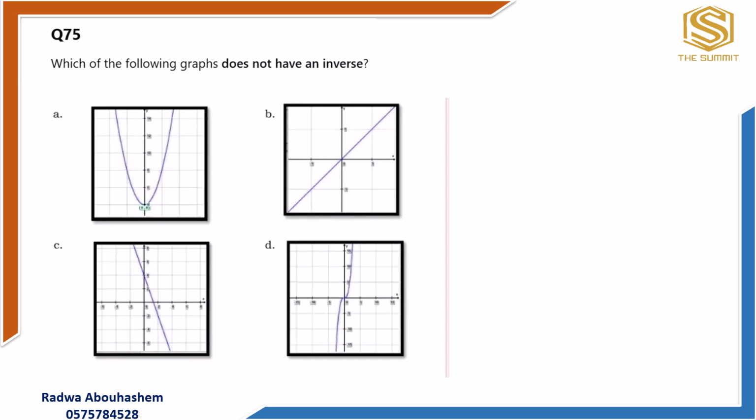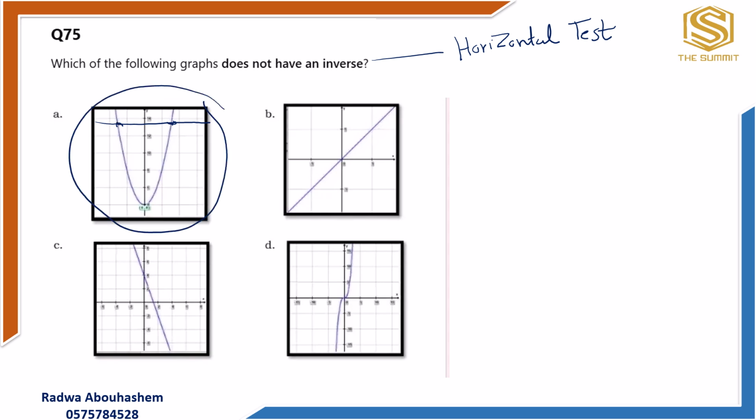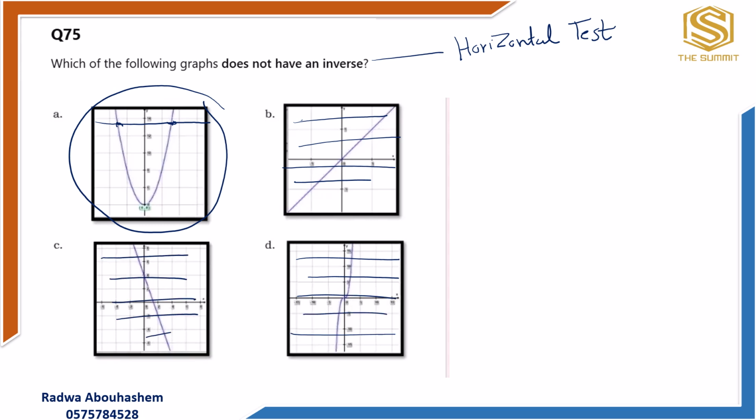Which of the following graphs does not have an inverse? Okay, so we have a test for this one. It's the horizontal line test. You draw a horizontal line, if it passes through more than 1 point, it doesn't have an inverse. As you see here, for this one, yes. So this does not have an inverse. But for this one, yes, it has. For this one, it has also. For this one, it has. So this is the only choice.